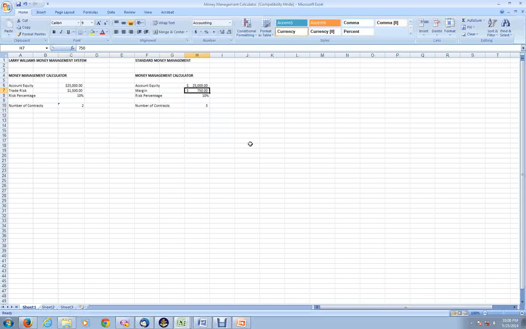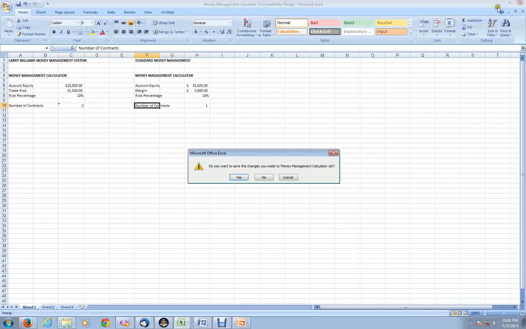But your margin on soybeans, maybe is 4,000. So under the same scenario, you're only trading one soybean. Here, you're going to trade two soybeans just based off of the margin and the trade risk.